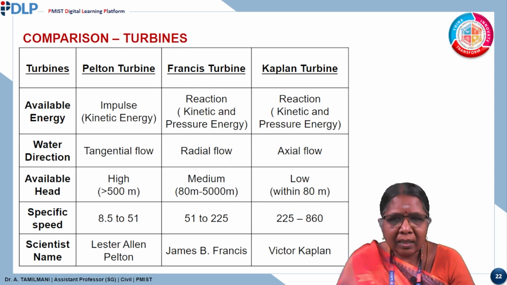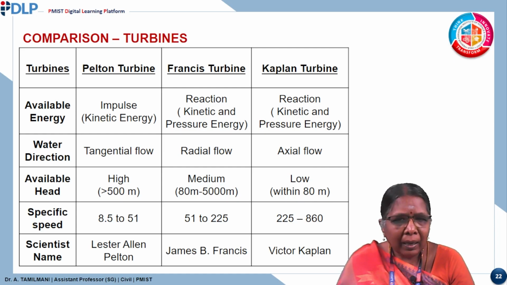Like that, the Francis turbine, based on the energy, is an example of a reaction turbine. Based on the direction of flow of water, it is an example of a radial flow turbine. Based on the head available, it is a medium head turbine, and based on the specific speed, it is a medium specific speed turbine. And last, it was invented by James B. Francis.